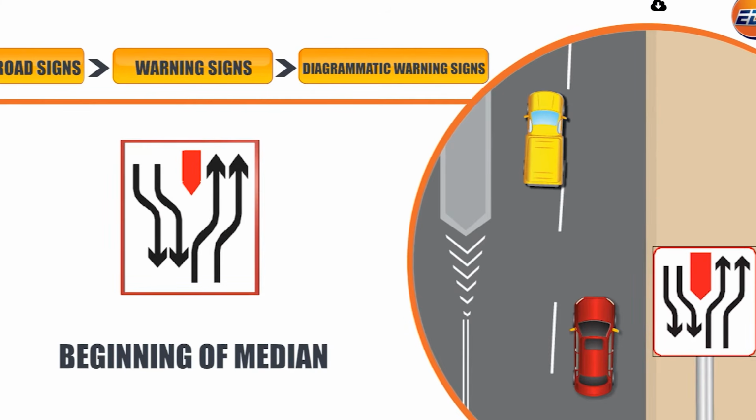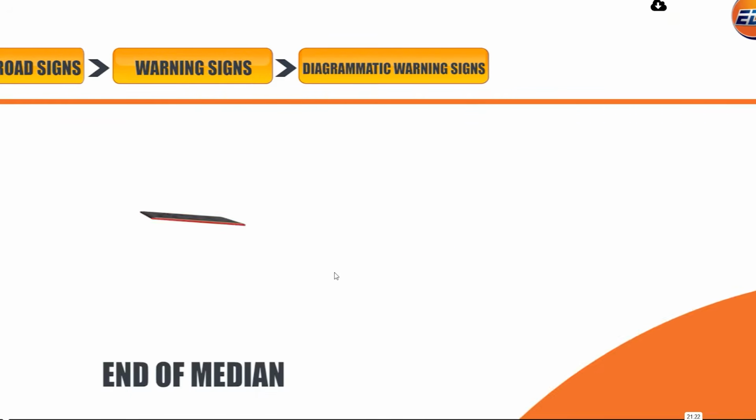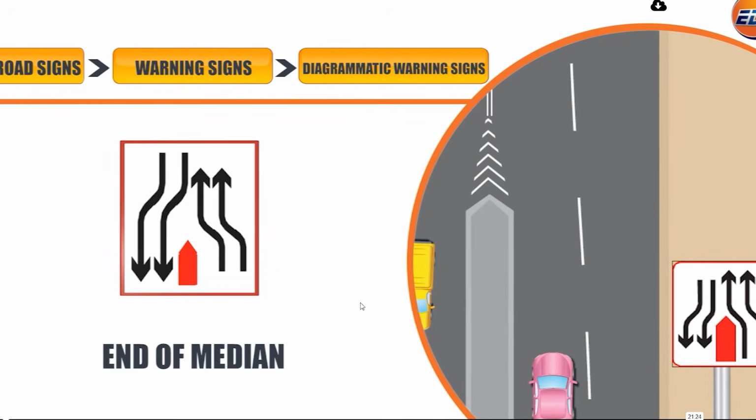Beginning or end of median. Beginning of median. This sign warns the motorist that median is beginning in the roadway ahead. Motorists must be careful with the central divider or median. End of median. This sign warns the motorist that the central reservation of median is ending ahead. Motorists must be careful in this situation.